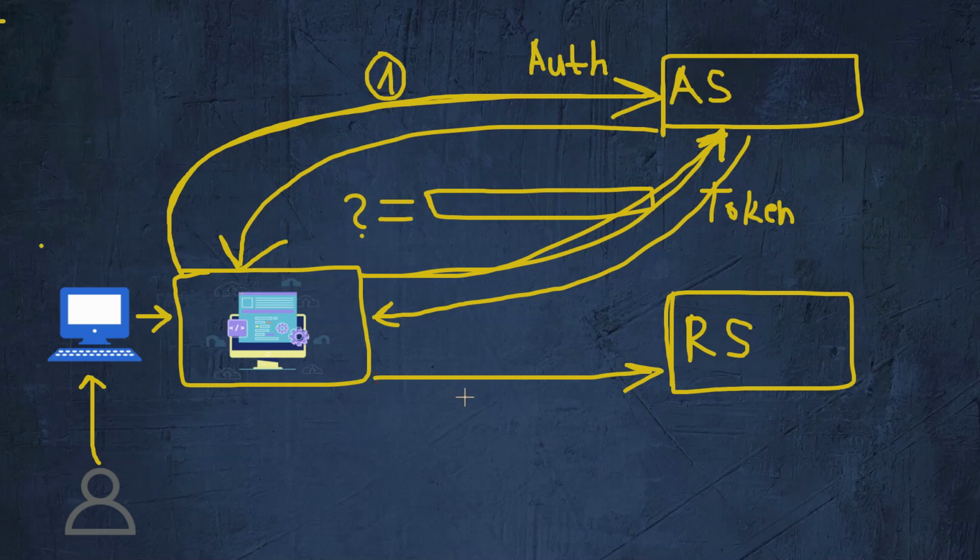So let us distinguish a few things here. First of all, the types of tokens that we retrieve. We can retrieve a JWT token or an Opaque token. The difference is the communication between the resource server and the authorization server.